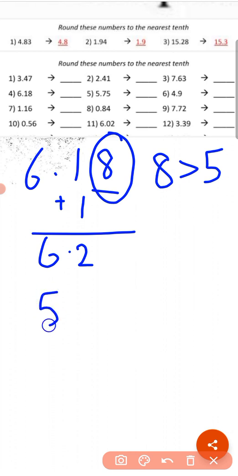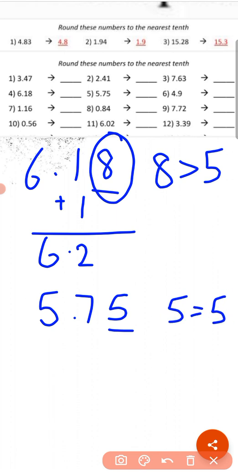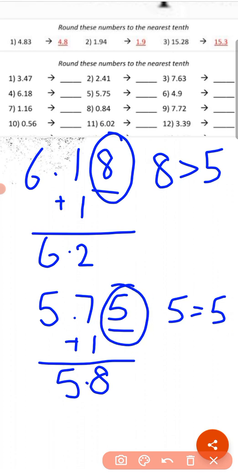Next 5.75. 100th place is 5, which is equal to 5. So add 1 to the 10th place. 7 plus 1, 8. So 5.8 is our answer. Okay, remove this place.